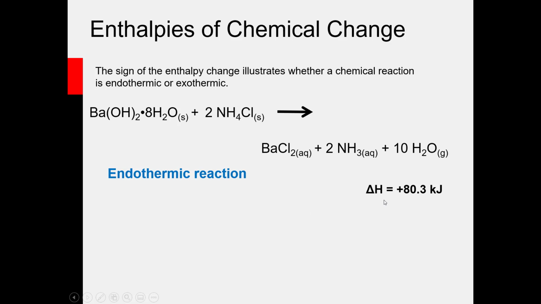Just as a reminder, the sign on delta H obeys the same conventions that the sign on Q does. So if your delta H is positive, then your reaction is endothermic. In this case, the reaction is endothermic and absorbs heat from the surroundings, so the reaction will be cool to the touch. And the enthalpy change is a positive 80.3 kilojoules per mole of barium hydroxide octahydrate that you mix with 2 moles of ammonium chloride.